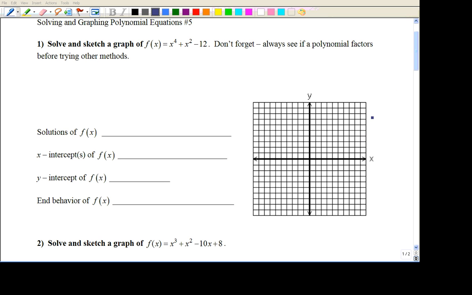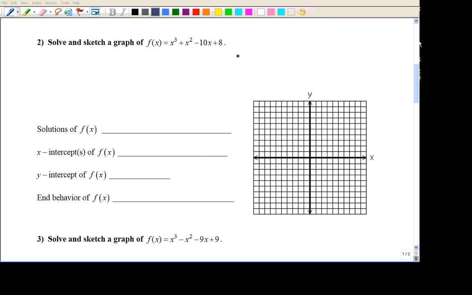Everyone, here is a video for solving and graphing polynomial equations number 5. I'm actually not going to work number 1. I'm going to skip down to number 2 because it has probably what I would consider to be the most amount of work. Number 2 and number 4 are about this way, just so you can see a problem being worked all the way through. So I'm going to skip number 1 and go on to number 2.